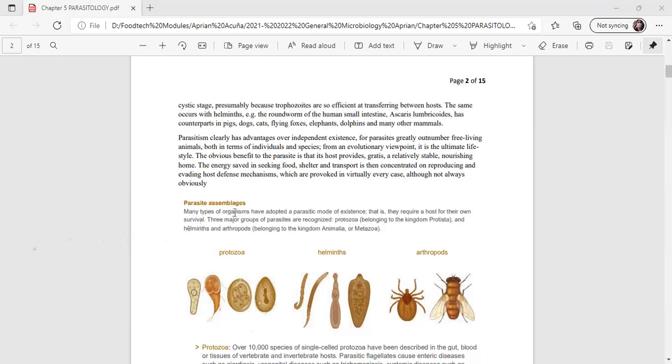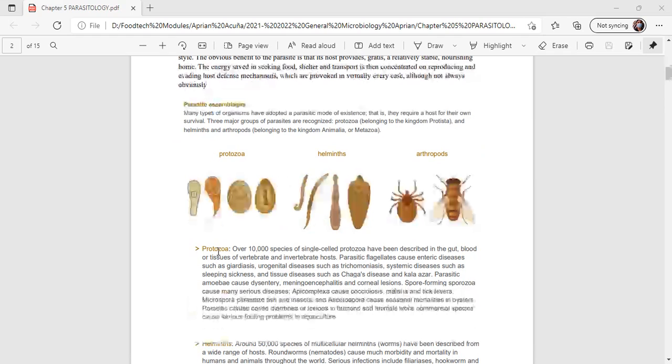So you have here mga assemblages sa aton nga mga parasites, mga example. Many types of organisms have adapted a parasitic mode of existence that requires a host for their survival. You have three major groups of parasites being recognized: your protozoans, okay, which belong to the kingdom Protista, and your helminths, okay, and your arthropods, which belong to the kingdom Animalia or Metazoa. So what is Protozoa? Over 10,000 species of single-cell protozoa have been described in the gut, blood, or tissue of your vertebrate and invertebrate mga host.